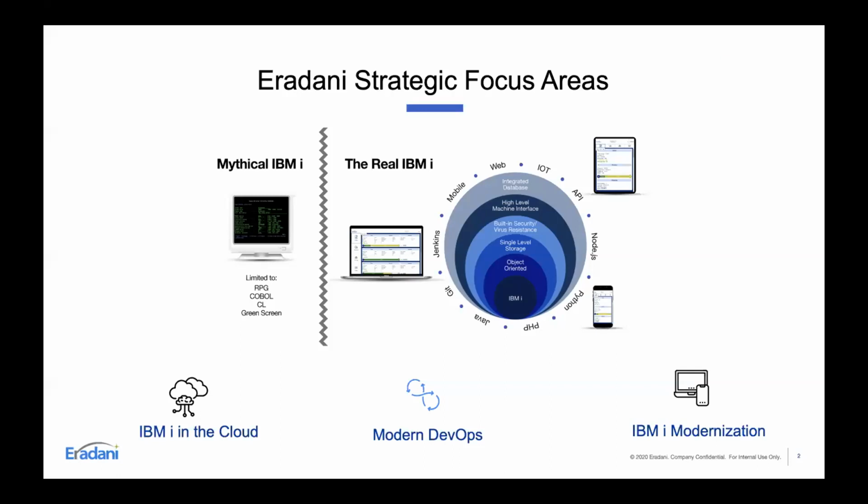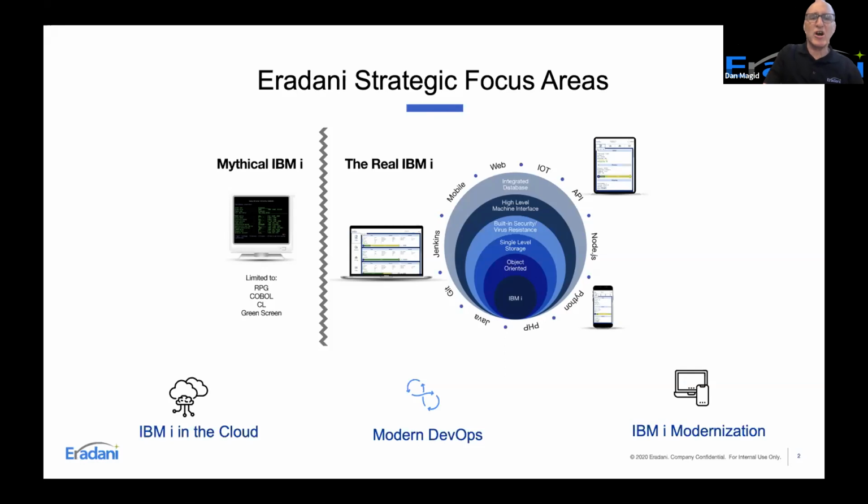Anybody who's ever heard a presentation that I do knows that I like to start with this slide, the slide of the mythical IBM i versus the real IBM i. People think of the IBM i as a green screen only system limited to RPG and COBOL and CL and DB2, but there are so many more things you can do. That's the mythical IBM i. The real IBM i can do just about anything that I can do on any other platform. I can build modern user interfaces, I can do mobile, I can do web, and I can create APIs. So I can use APIs to integrate my IBM i with the greater ecosystems of applications across industries.